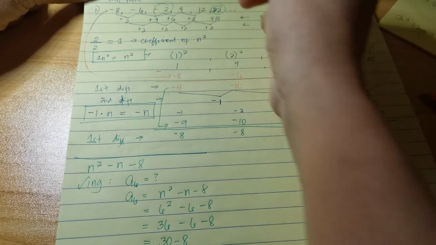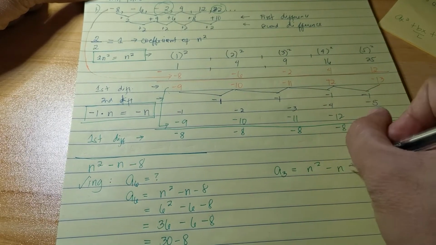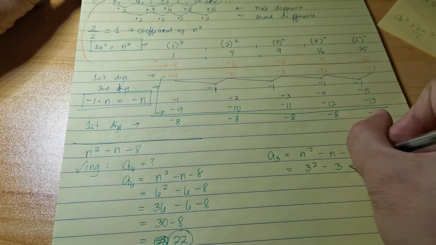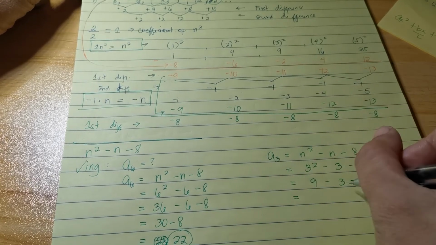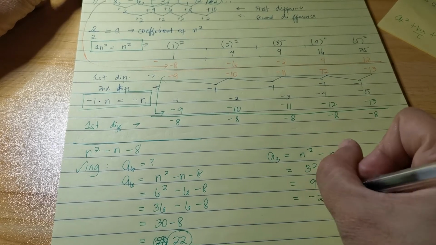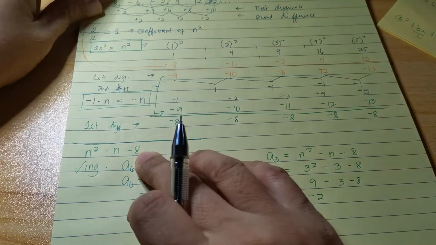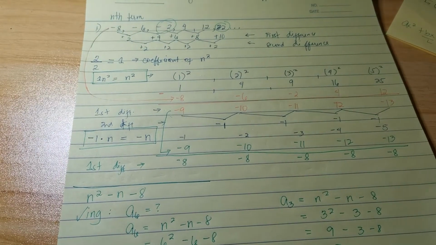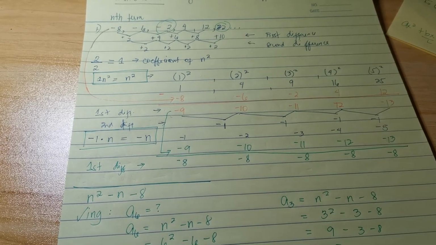So, baka naman ma'am, ikaw naglagay nun. Sige, try natin yung third. Okay, so a sub 3, tignan natin. So, n squared minus n minus 8. Okay, so we have 3 squared minus 3 minus 8. So, we have 9 minus 3 minus 8. 9 minus 3? Yes, 6. 6 minus 8, negative 2. Okay, so we get the correct nth term or the general rule. Okay, so I hope you have understood this example. Let us have another example.